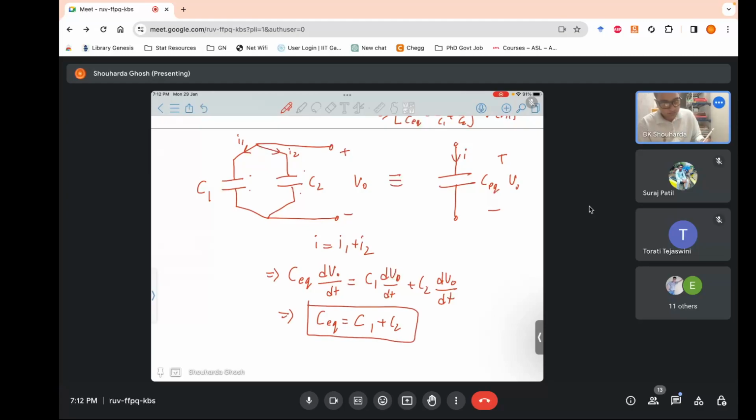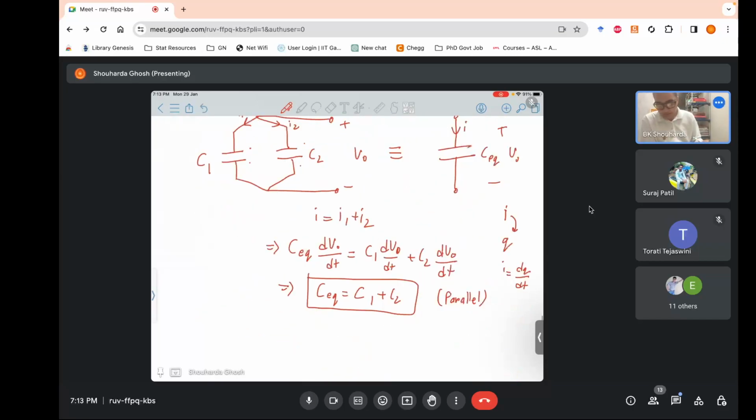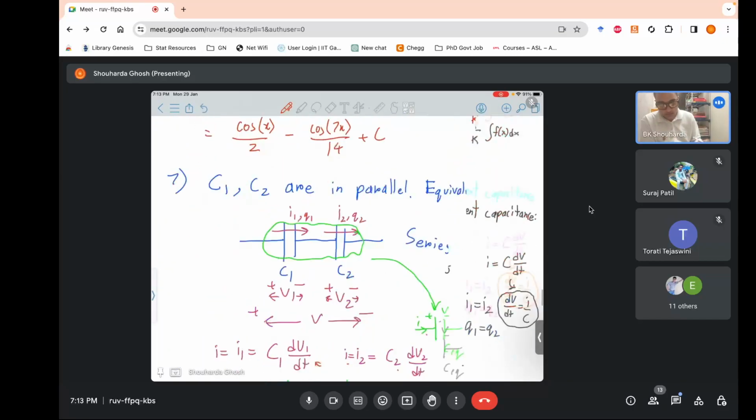That's for parallel. The same thing could be done by replacing current with charges, because I is simply dq upon dt. But in that case, you should be a bit careful. You should assume that the capacitors are discharged. The initial charge stored across them is 0. That's the biggest assumption that you make. If there's some charge inside that, then these relationships won't hold true. Okay. So that was our 7th question.